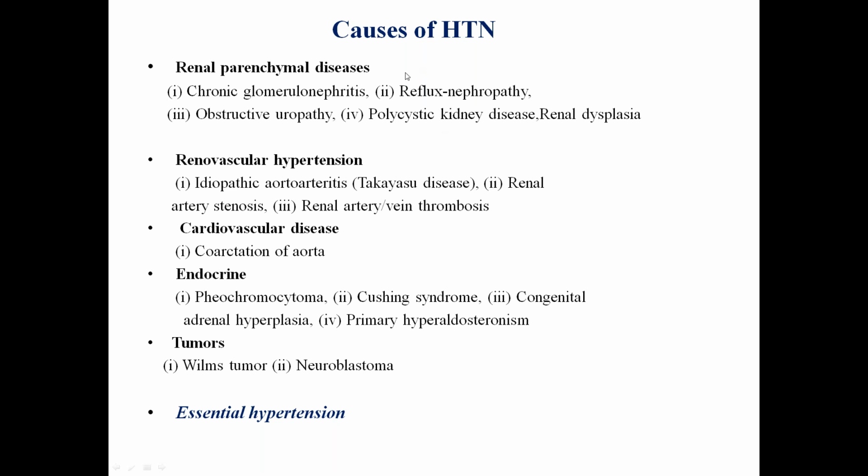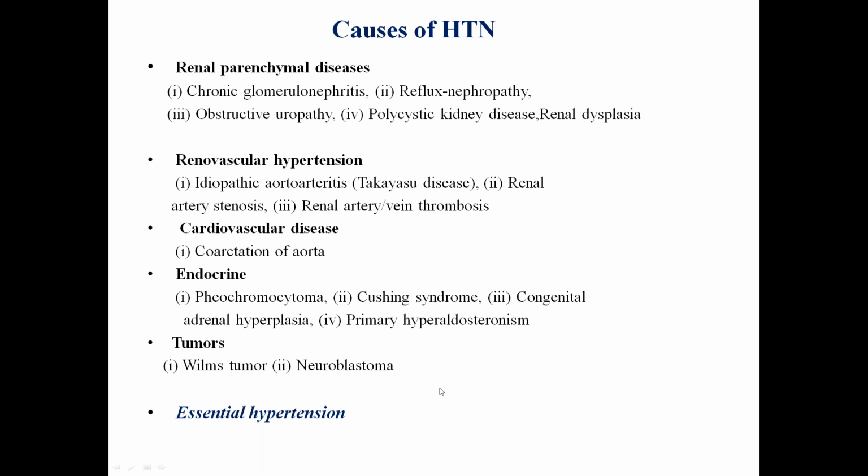Now, if you look at the common causes of hypertension in the pediatric age group, renal parenchymal diseases like chronic GN, acute GN, reflux nephropathy, obstructive uropathy, polycystic kidney disease, etc., constitute the most common cause of pediatric secondary hypertension. In fact, renal parenchymal and renovascular diseases constitute roughly 2/3 of all pediatric secondary hypertension. Rarely you may see a patient landing up with coarctation of aorta, which may be the cause of hypertension. Then again, endocrine causes of hypertension like pheochromocytoma, Cushing syndrome, primary hyperaldosteronism, and congenital adrenal hyperplasia are rather rare causes of hypertension.